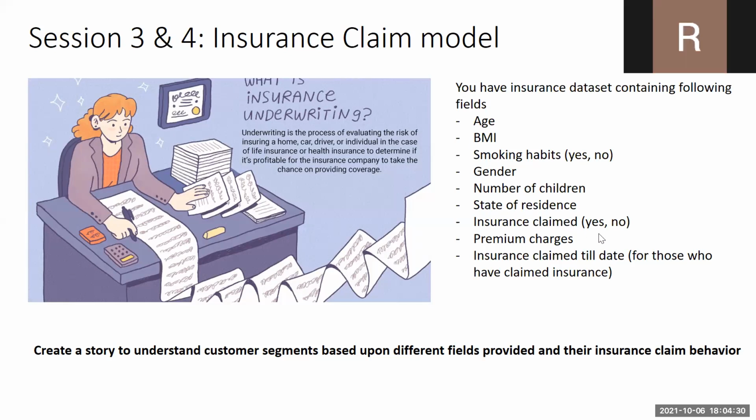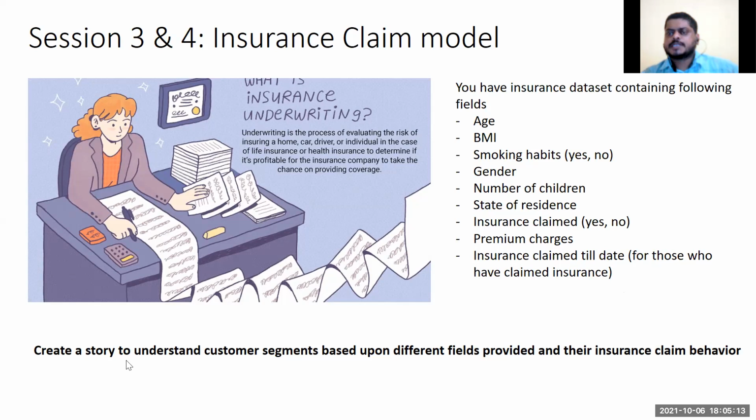Insurance claim, yes or no, whether that person has claimed insurance. If they have claimed, it is 1. If they have not claimed, it is 0. Premium charges, basically monthly or quarterly, how much money the customer pays to the insurance company to keep that insurance active, right? So these premium charges are collected by the insurance company. Then insurance claim till date: for those people who have claimed insurance, how much money they have claimed till date. So this kind of information has been given to you.